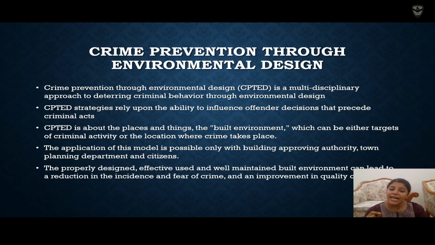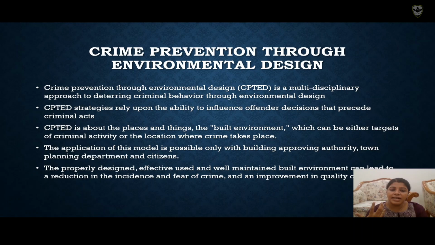The next is crime prevention through environmental design. This is one important thing which most criminologists as well as lawmakers are interested in, and they try to prevent crime using environmental design. In short, it is called CPTED. It is a multidisciplinary approach to deter criminal behavior through environmental design.